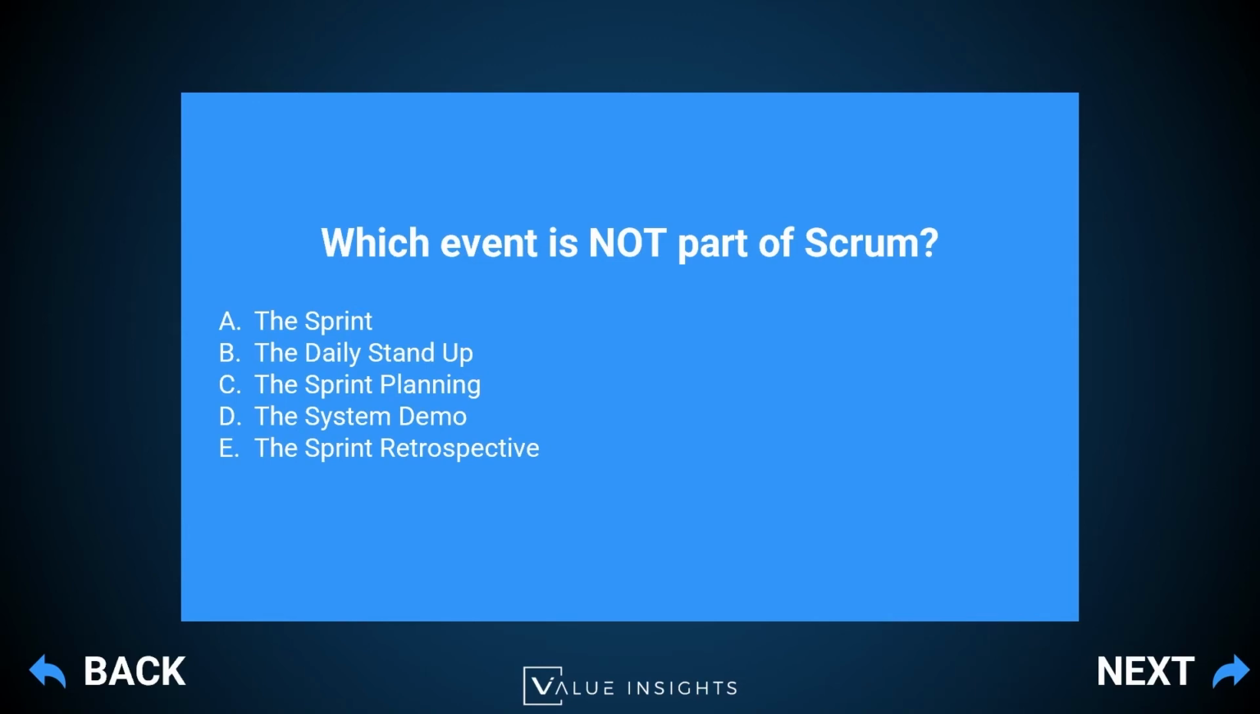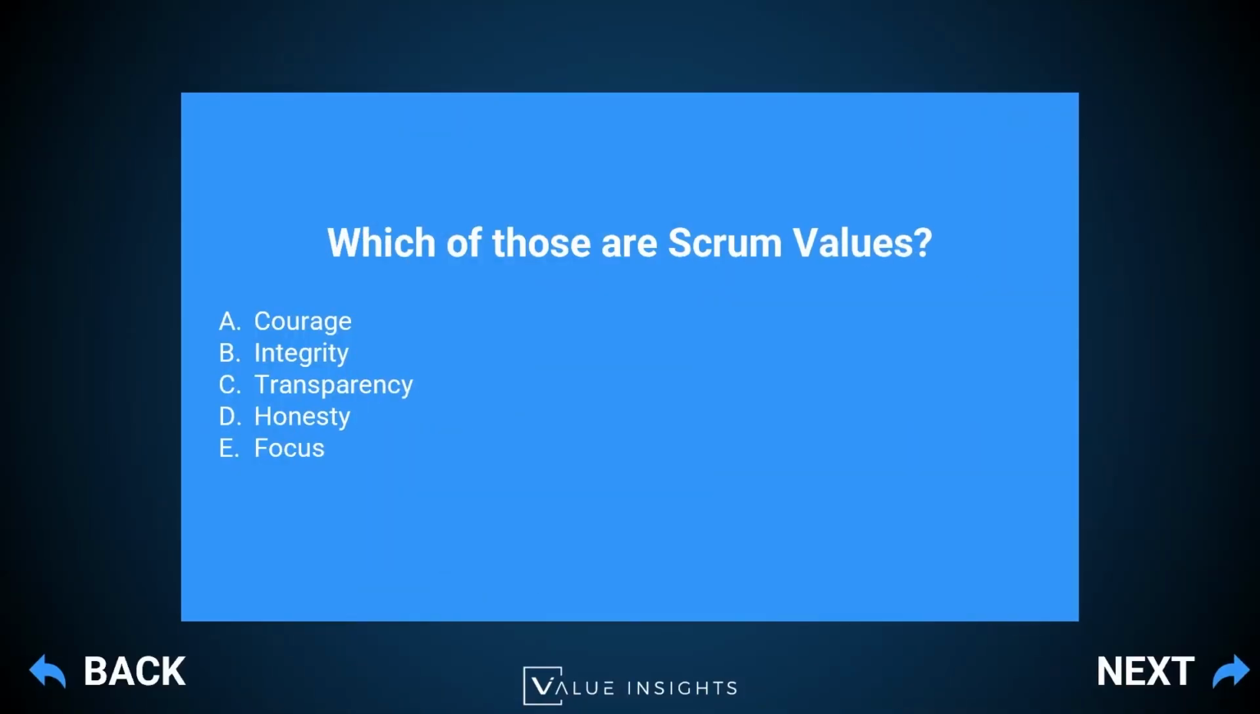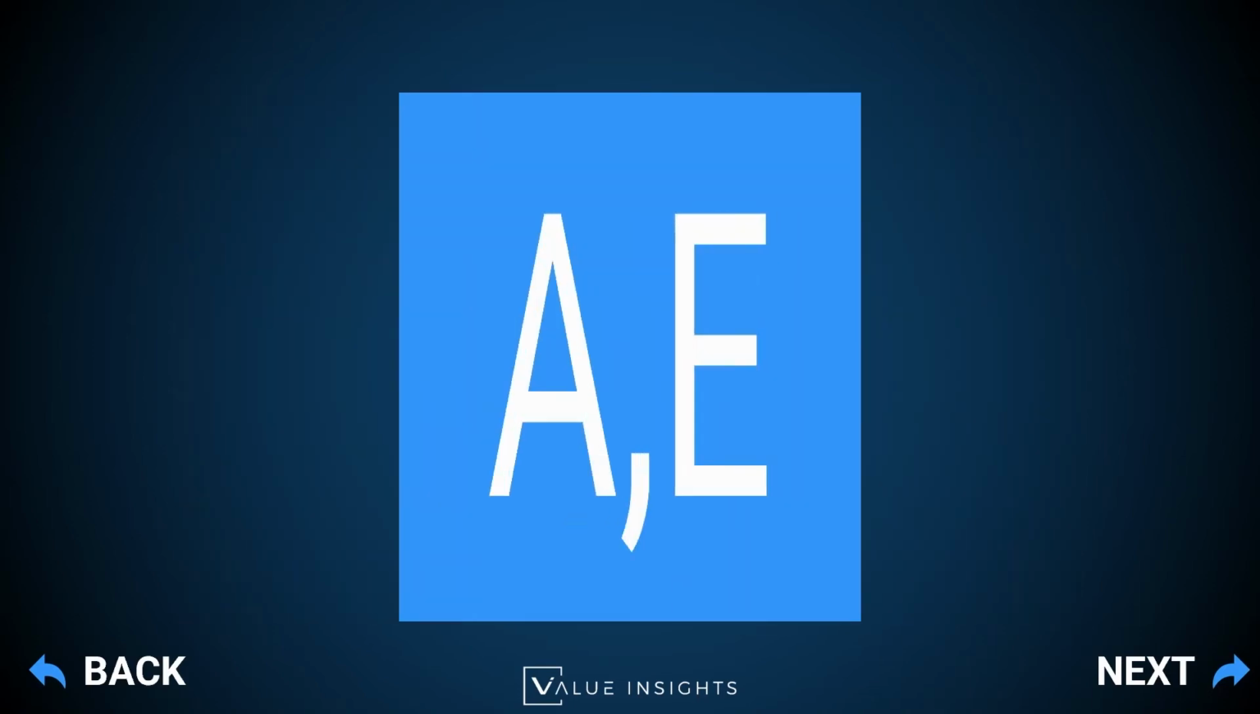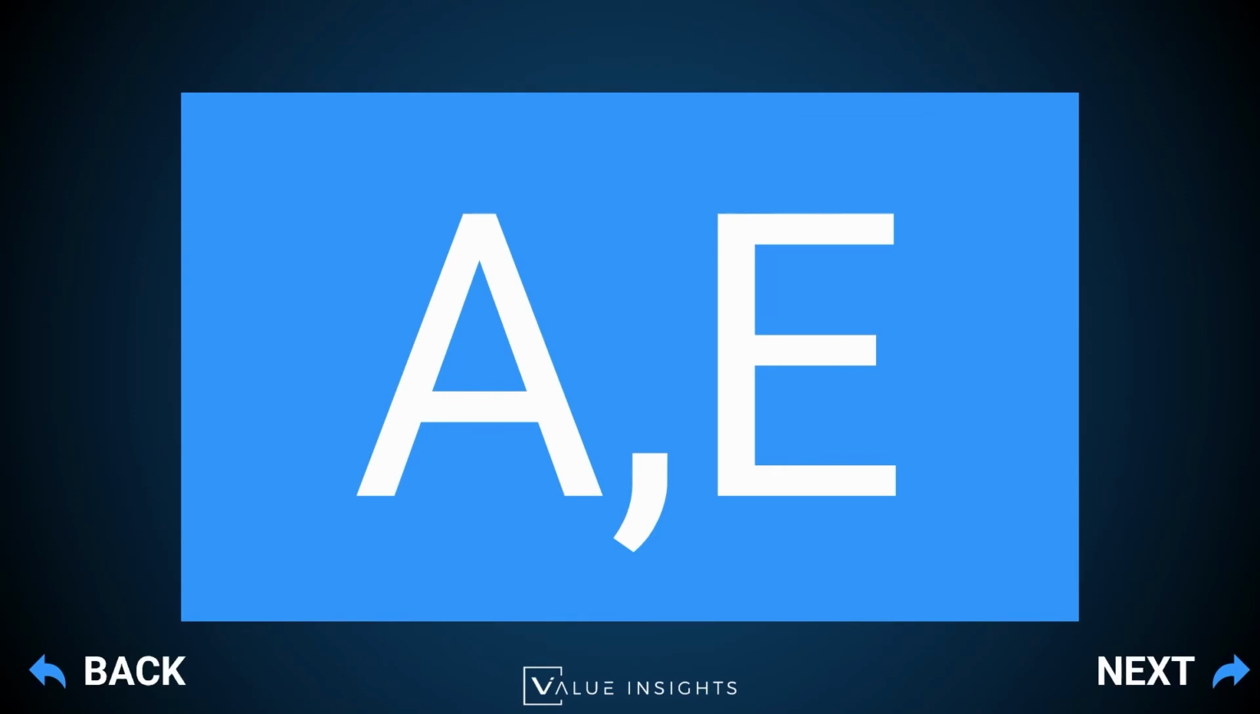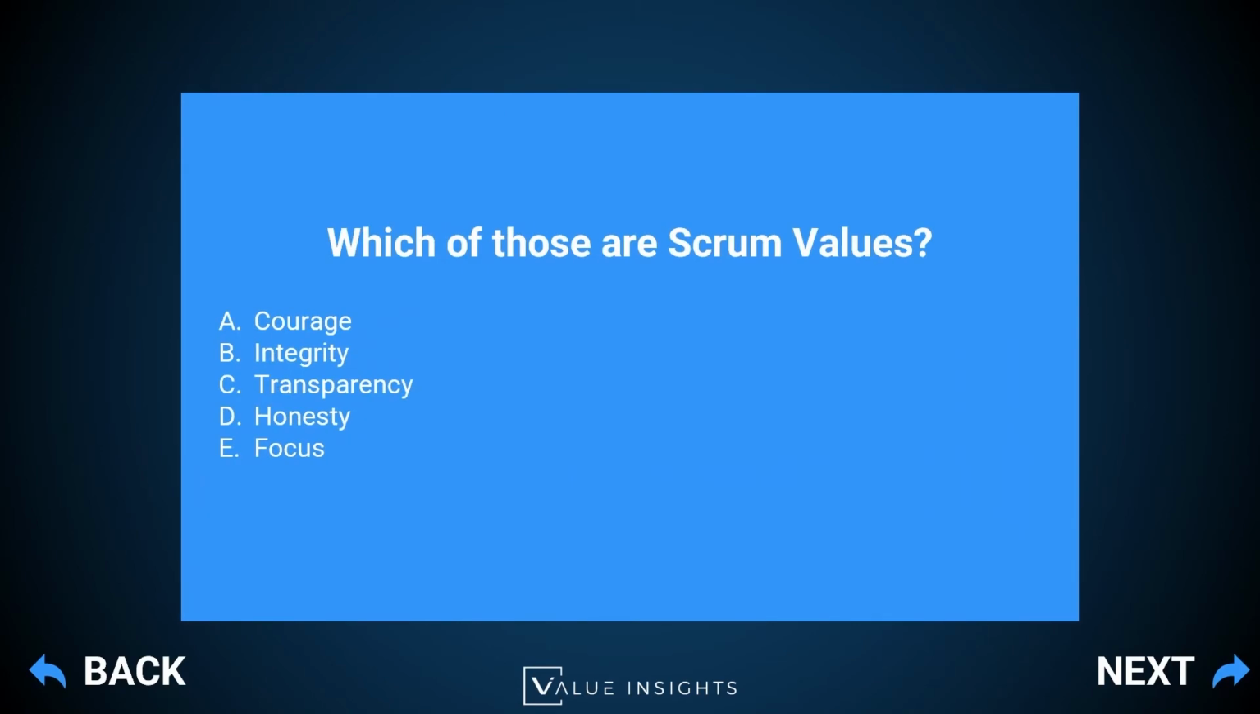Let's have a look at our next question. Which of those are Scrum values? A, courage, B, integrity, C, transparency, D, honesty, or E, focus? And the right answers are A and E. So A, courage, and E, focus.